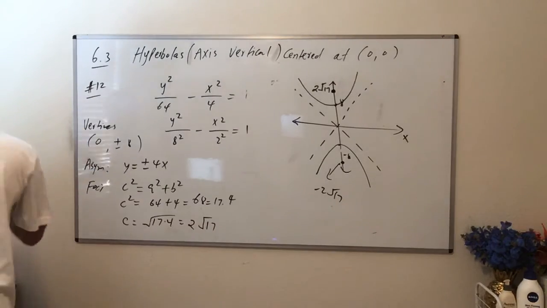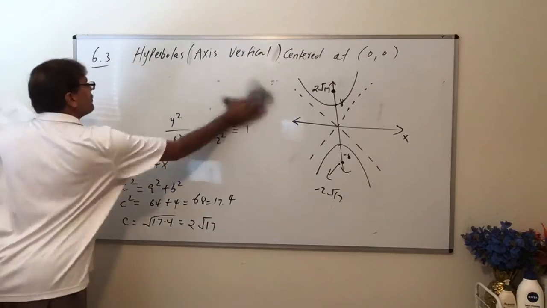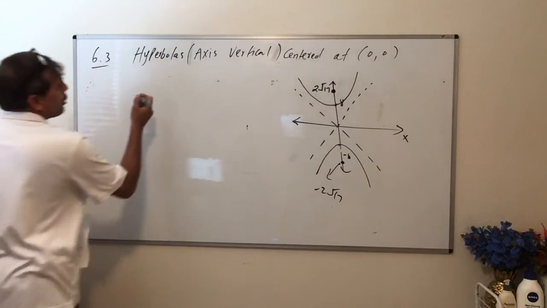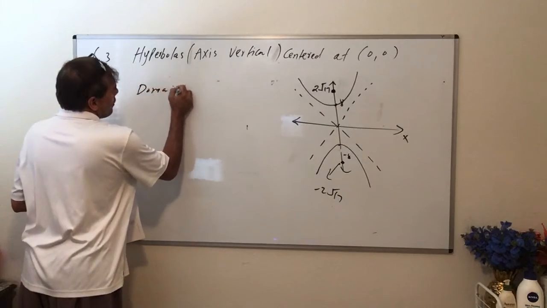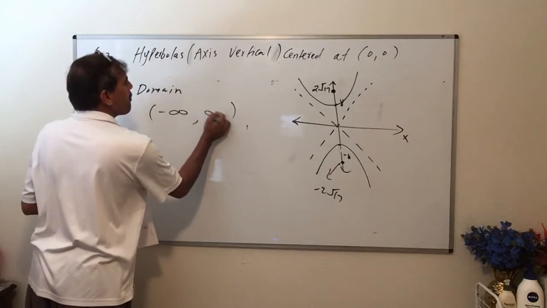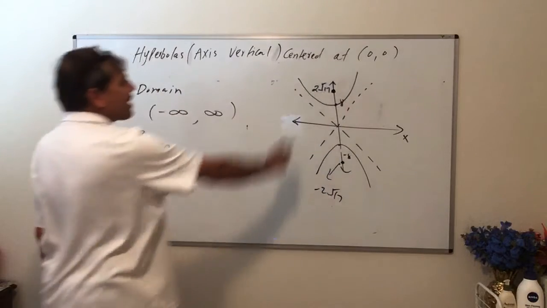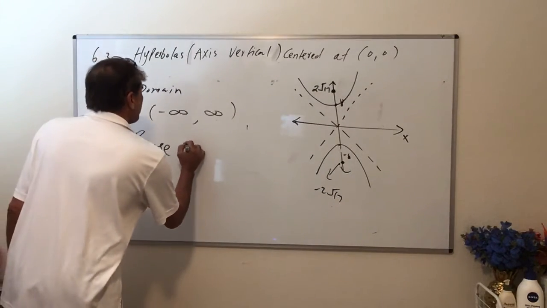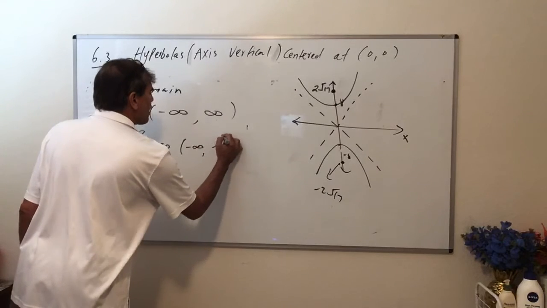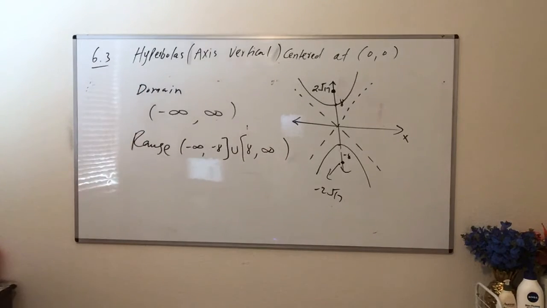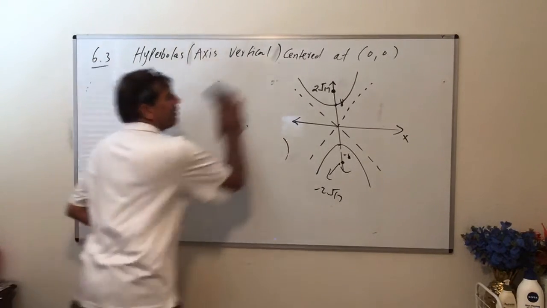Let me show you one more when it is not in standard form. In this case, the domain is between negative infinity and positive infinity, and the range is, now we start at negative 8, we have a gap, so negative infinity to negative 8, union 8 to infinity. That is the range. The domain is negative infinity to positive infinity. Let me show you one last example, then we're done.